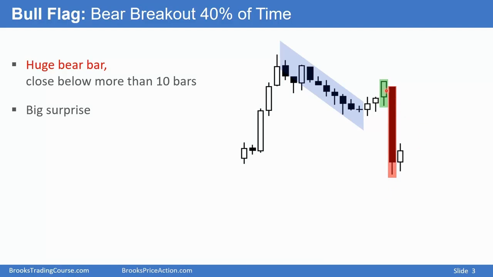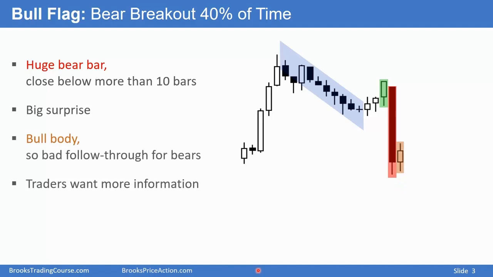Here, we have a huge bear trend bar closing on its low, closing below the low of the prior bar, closing below the higher low, closing below the low of the past 20 bars. So that is a big surprise. Huge bear breakout, but you need follow through. And instead, look what the bulls did.